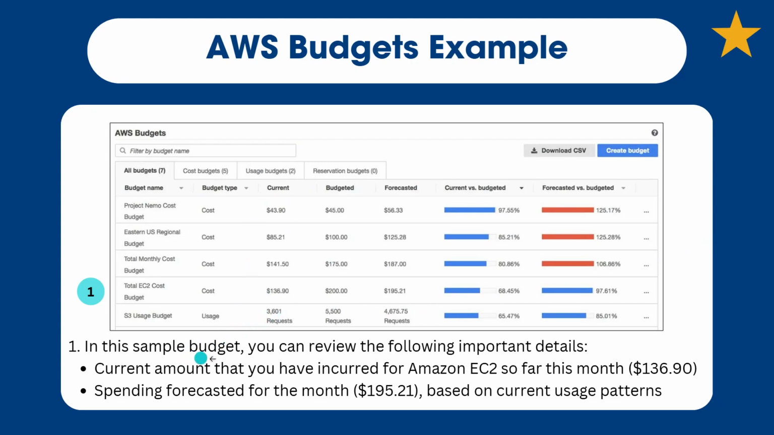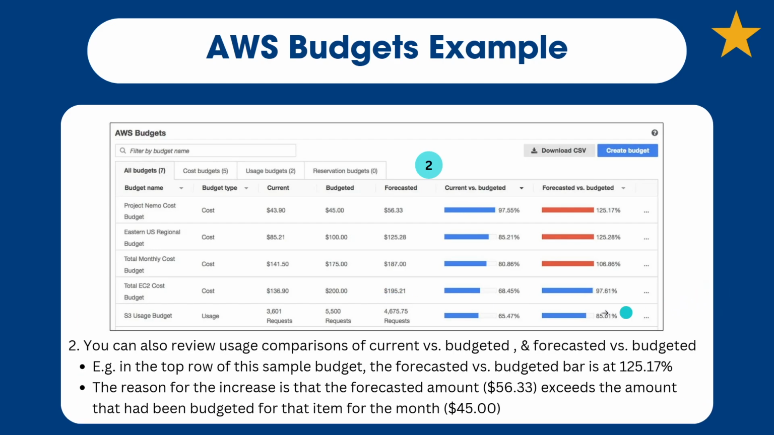So this is a sample budget. So there's a lot of important details on here, including the current amount that EC2 has used so far. So as we look at this marker here on 1, we can see that the current usage for the total EC2 cost budget is currently at $136.90. Our budget is for 200. It's forecasting us to be very close to that threshold at $195.21 based on previous usage. So you can also review usage comparisons of your current versus your budgeted, or your forecasted versus your budgeted usage.